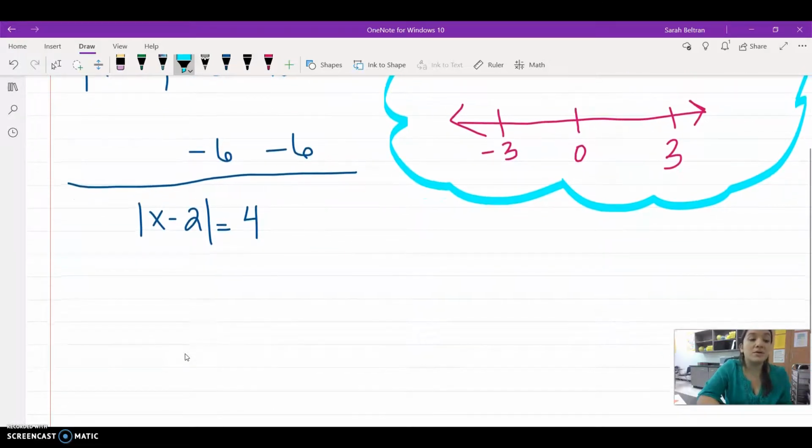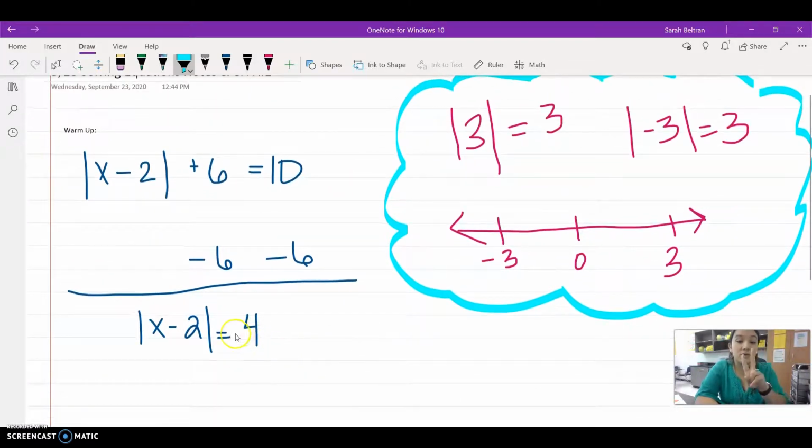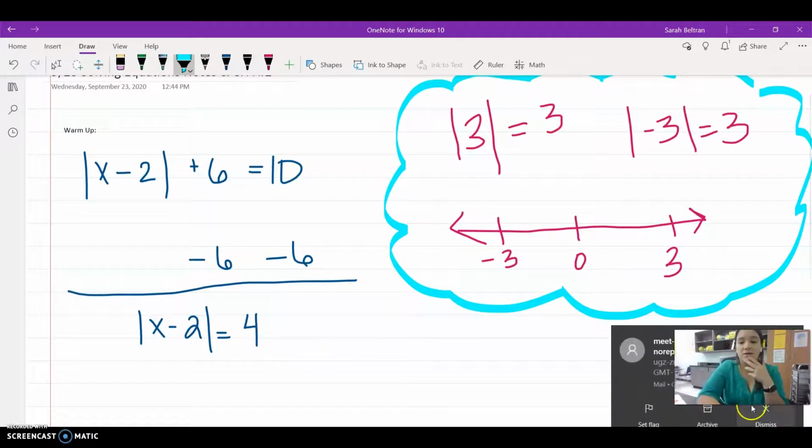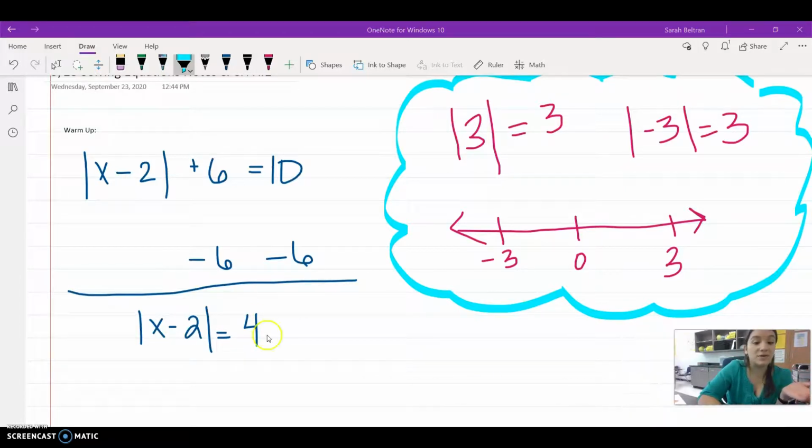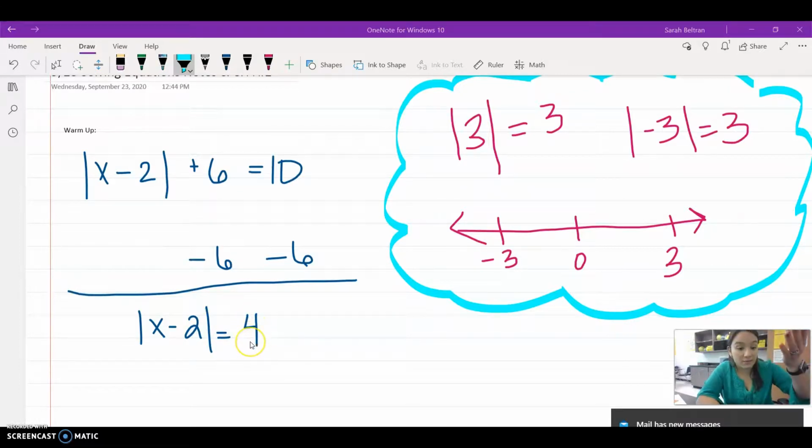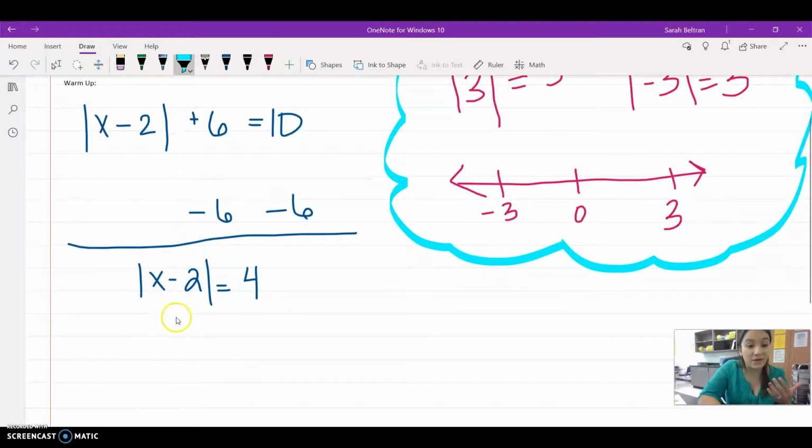All right, so you should have said that we need to set up two equations. Well, what equations are they? Let's talk about it for a second. It says that the absolute value of something is 4. So that means I have something that's going to equal positive 4, and something that's going to equal negative 4. So the absolute value of x minus 2 is going to equal positive 4, and the absolute value of x minus 2 is also going to equal negative 4.